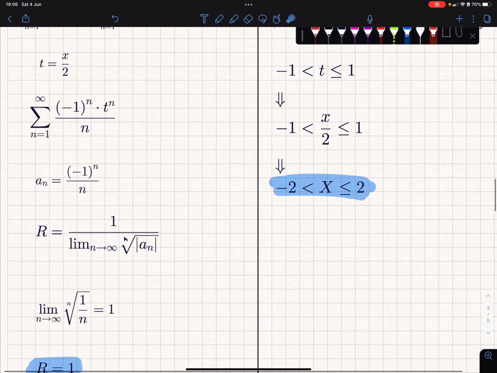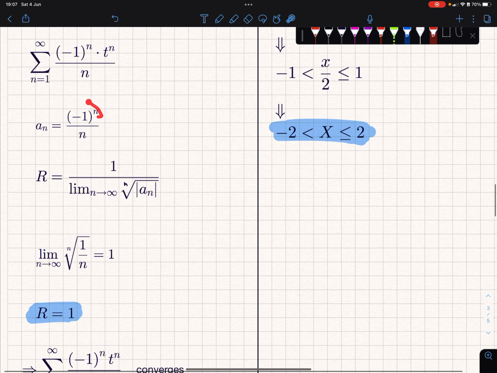Anyway, now we're going to use this substitution technique. So t equals x divided by 2. And now we can write this as an ordinary power series, where we can easily find the radius of convergence and the area of convergence. So this is the a_n, the coefficient multiplied by t^n. So this is (-1)^n divided by n.